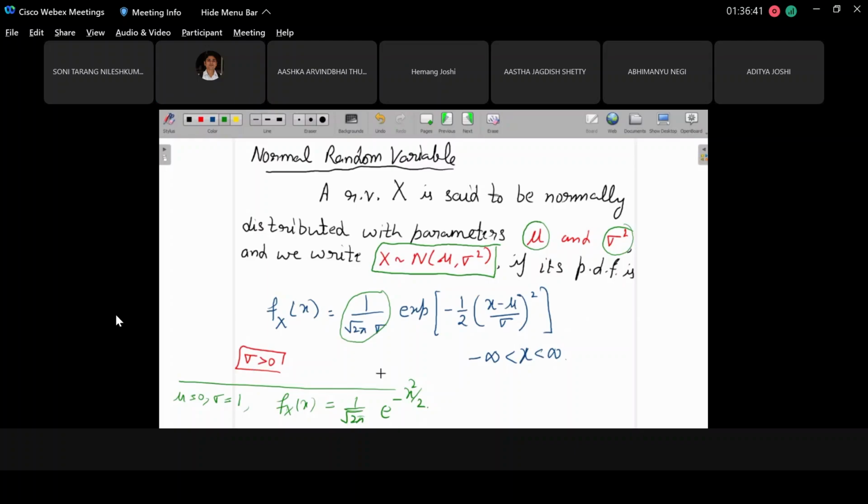If you integrate this, what is the challenge now? The 1 upon root 2 pi is coming out to satisfy the normality condition, because it is going to be a PDF for a normal random variable with mean 0 and variance 1. So this 1 by root 2 pi is a weighting factor. Now, if you integrate e to the power minus x square by 2, an analytical expression is not possible. This integration cannot be solved analytically.